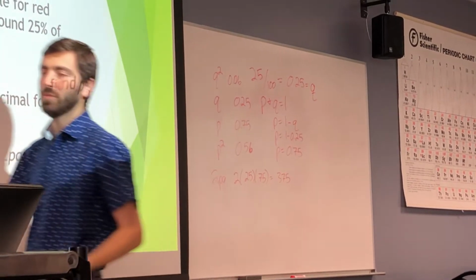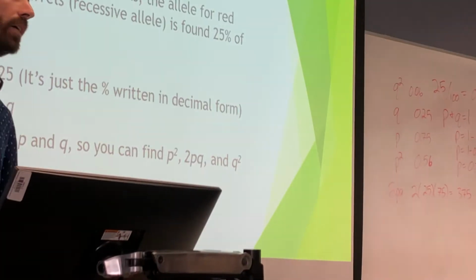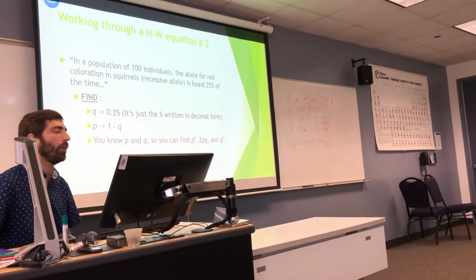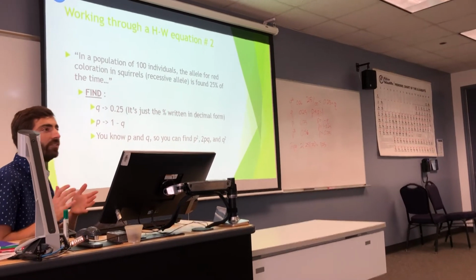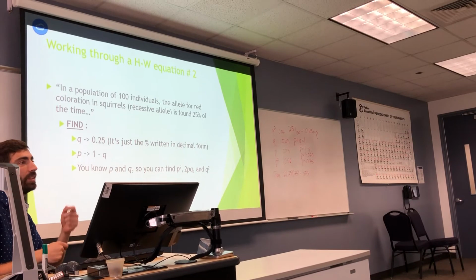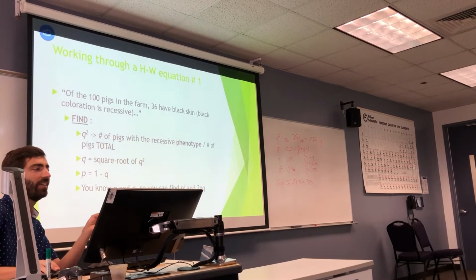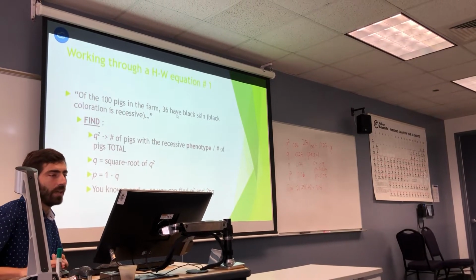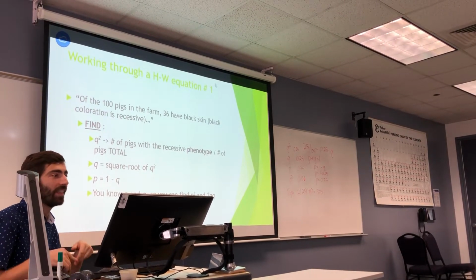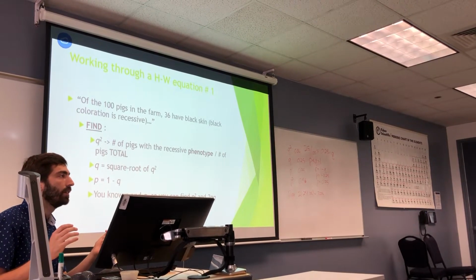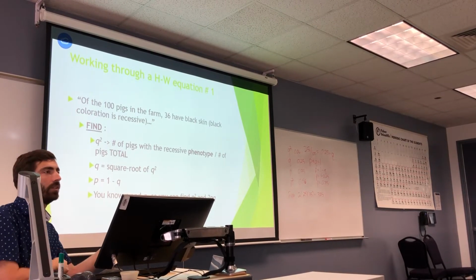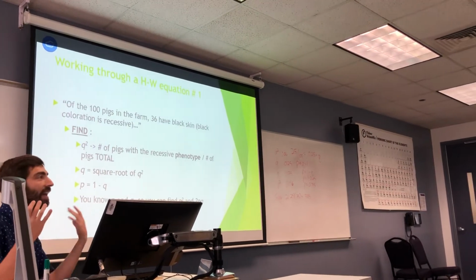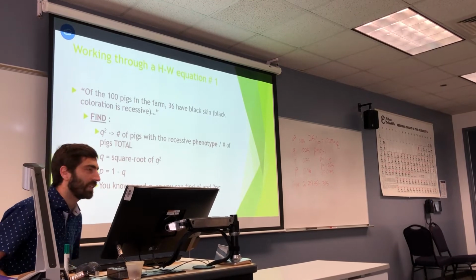So these are the two ways we see Hardy-Weinberg questions appear. You're either starting with how many look like the recessive allele, or you might get the opposite. It might start off saying, of the 100 pigs in the farm, 64 have tan skin, and that tan coloration is dominant. Well, you can deduce how many look black in that case, right? So you just subtract to get how many look like the recessive allele.